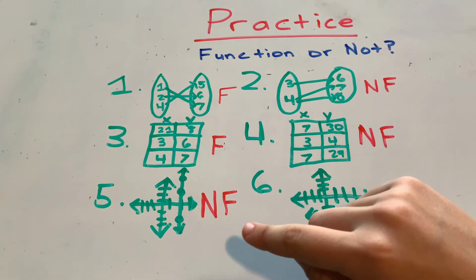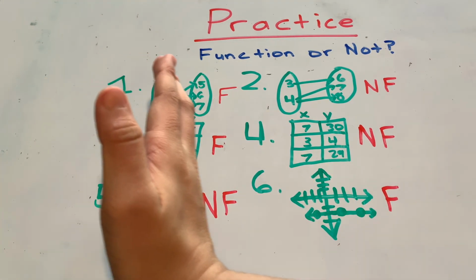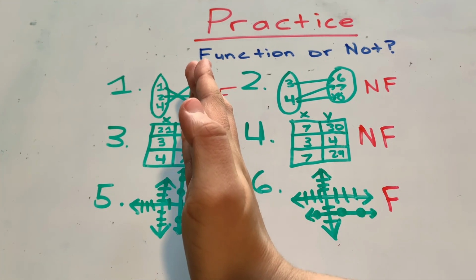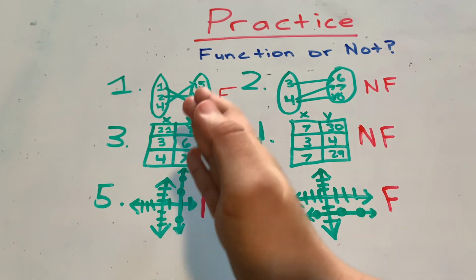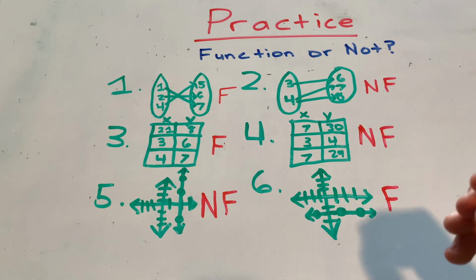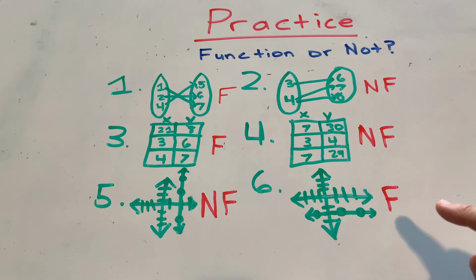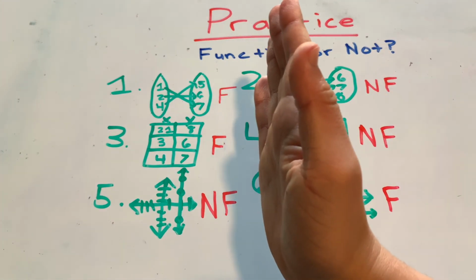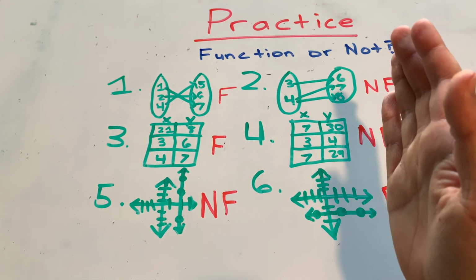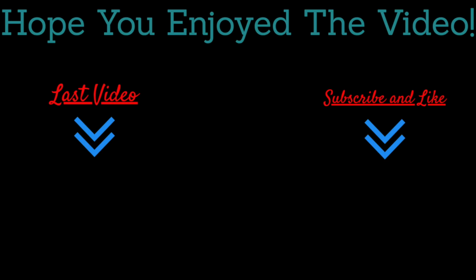Number 5 is not a function because if you do the vertical line test, as you see, that's vertical and there's repeated x values. Lastly, number 6 is a function because if you do the vertical line test, there is no repeated x values.